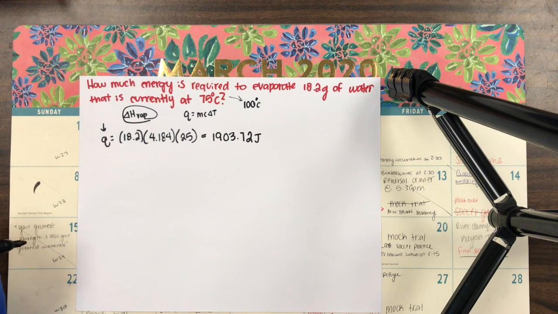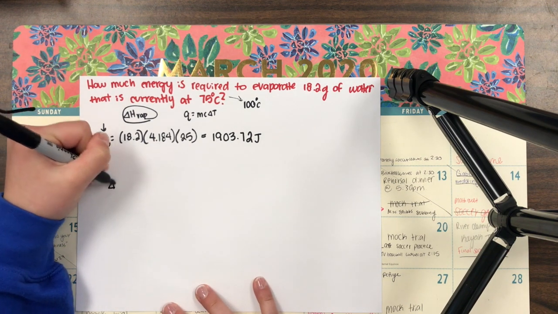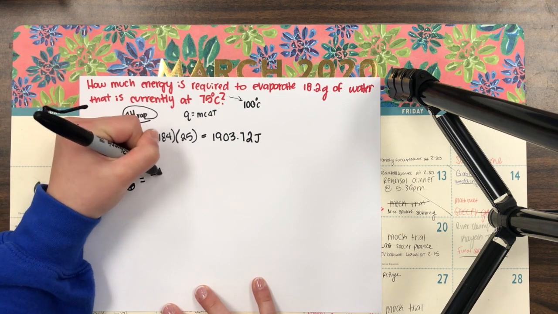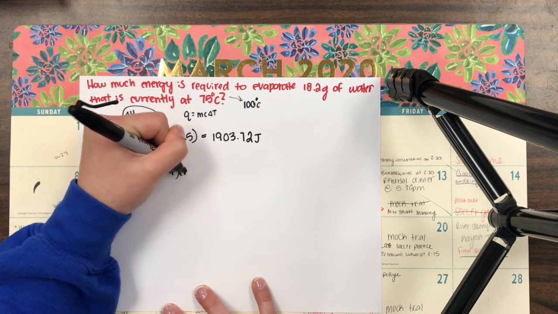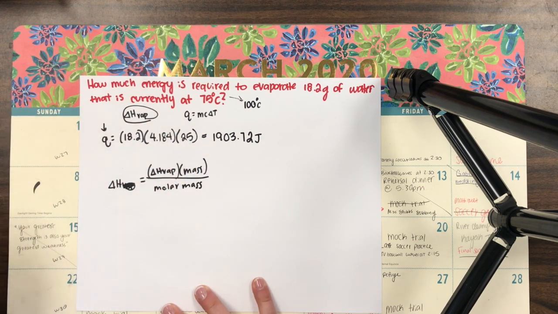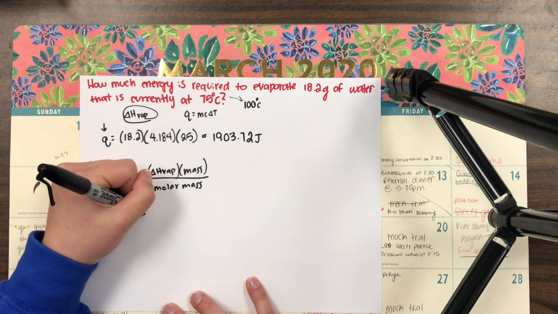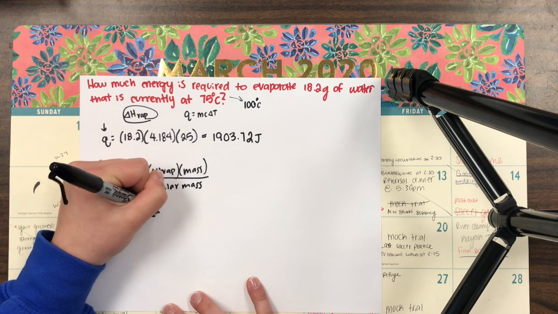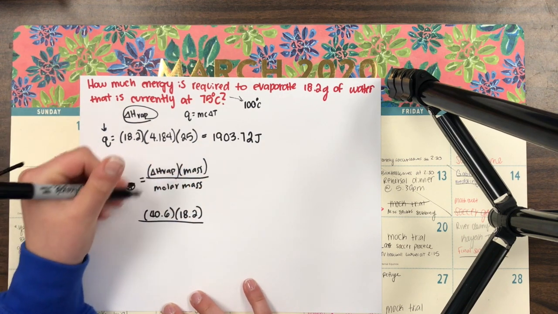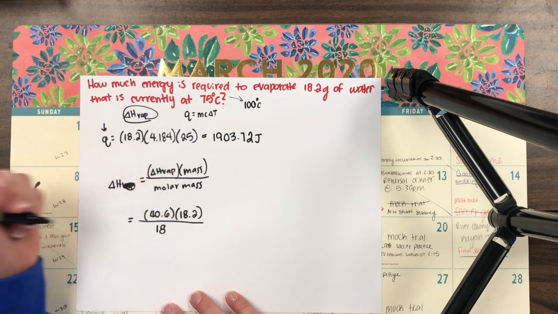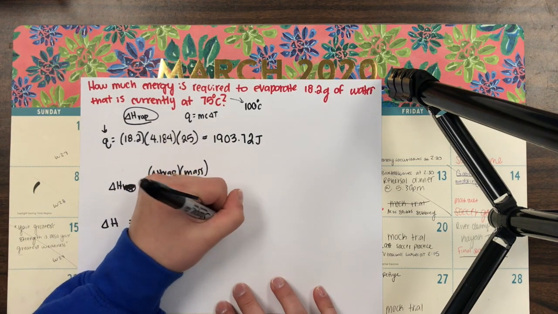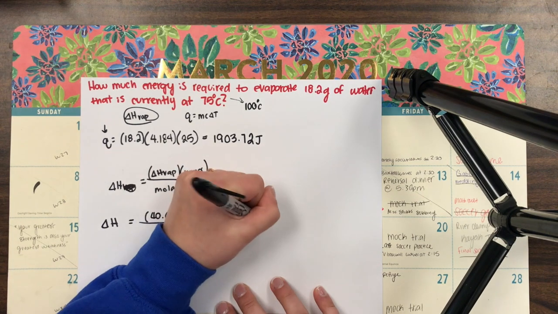So right now this water is boiling. I need to plug things into my delta heat of vaporization equation to figure that part out. So I'm going to plug in my delta H vaporization for water, which is 40.6. The mass that's given to me in this equation is 18.2 grams. And the molar mass, which I'll find from the periodic table, is 18 grams. So my delta H equals this. I'm going to put it in my calculator. And I got 41.05. And that's in kilojoules.